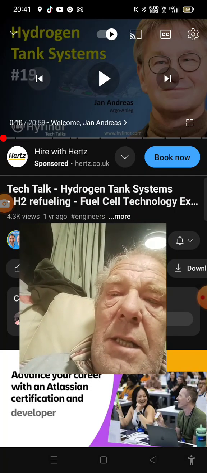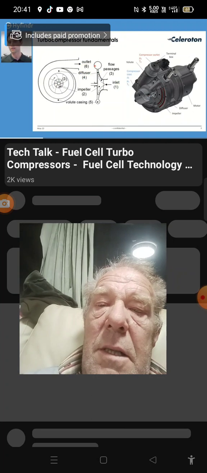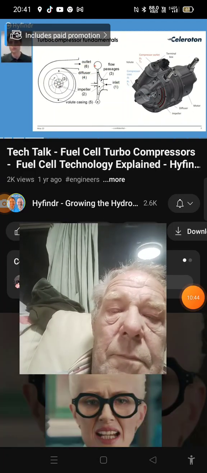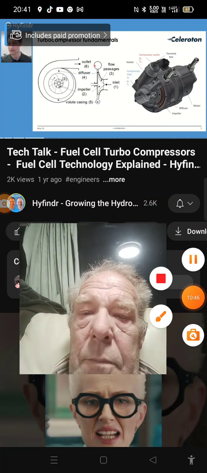Hydrogen tank systems. The collective flow towards the end application, which could, for instance, be a fuel cell stack.